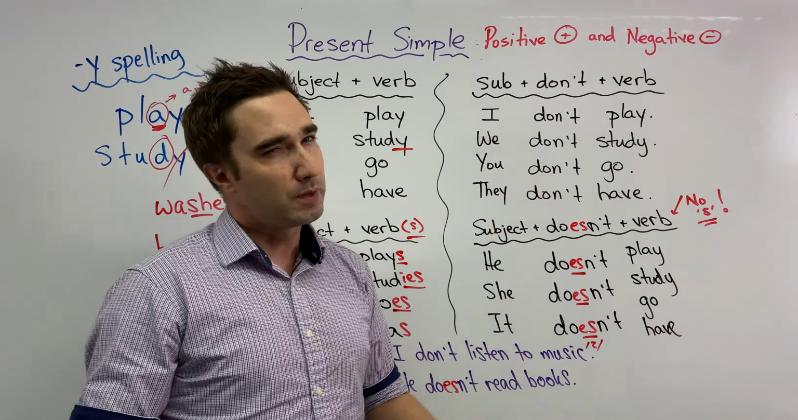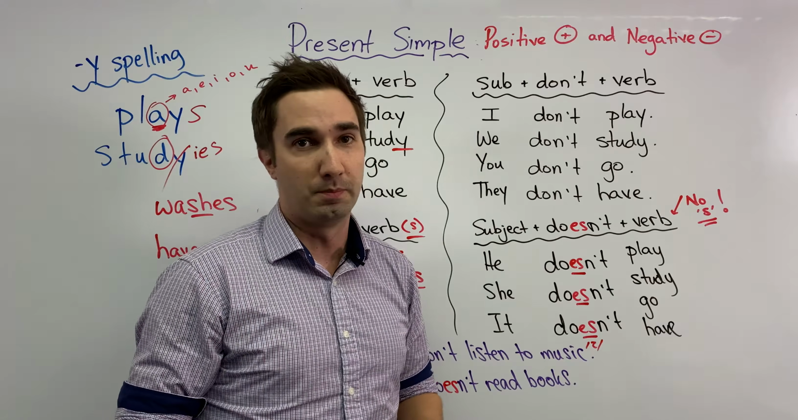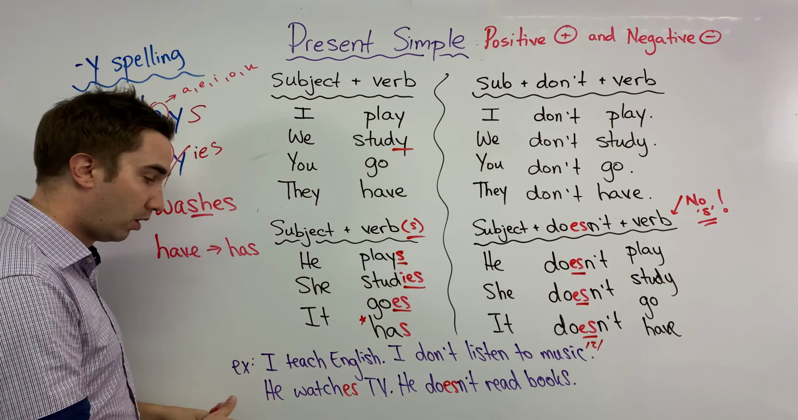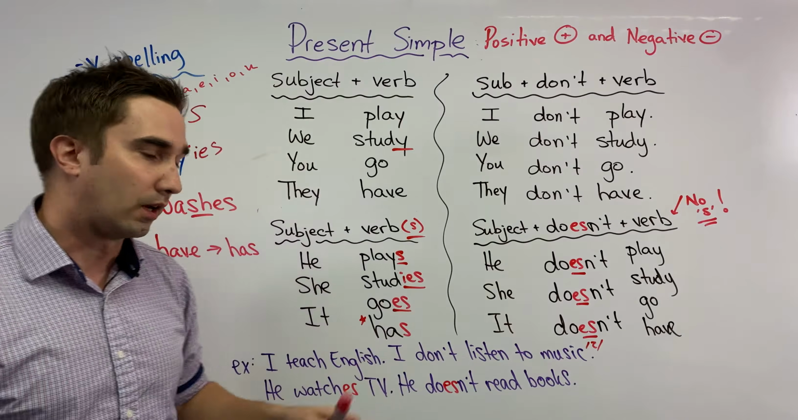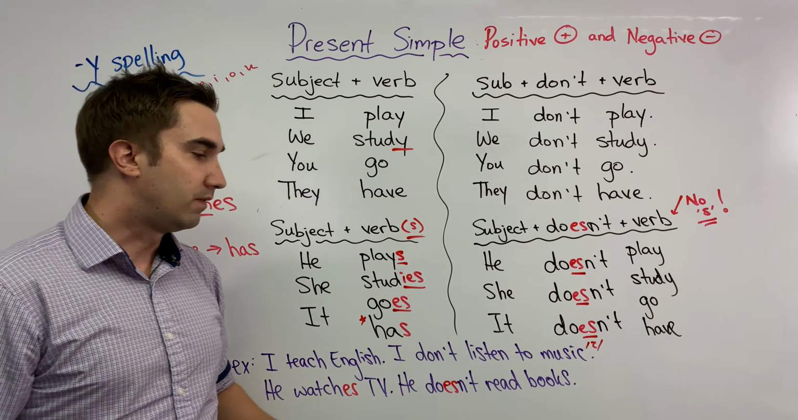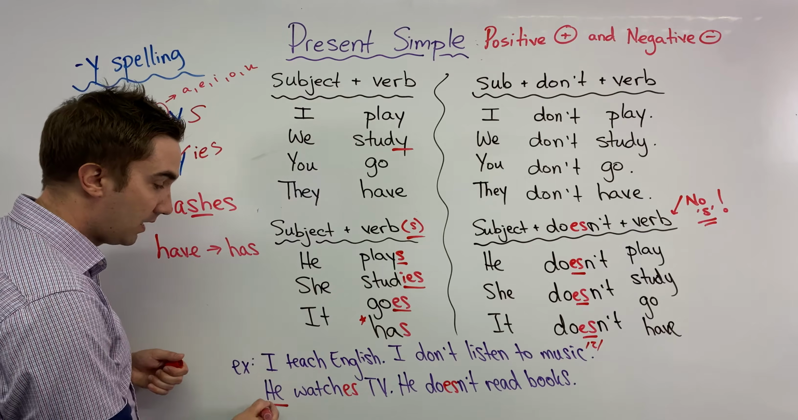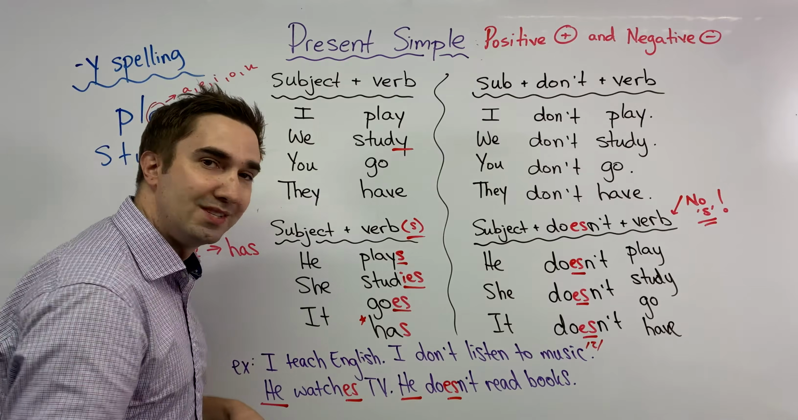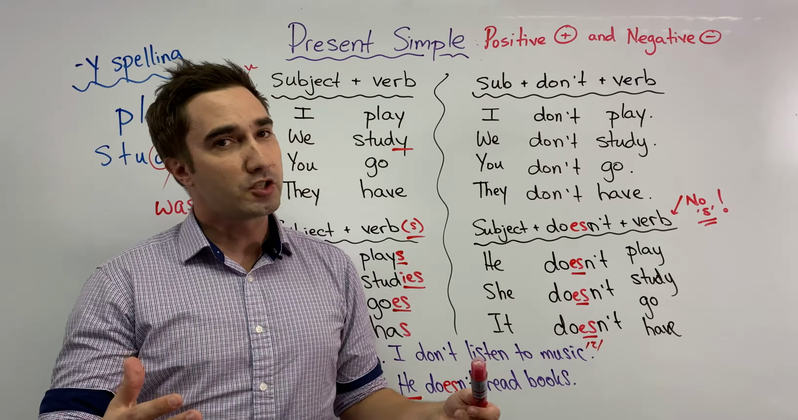Okay. That's pretty much it for positive and negative forms of present simple. Here's just an example on the bottom here in purple. I teach English. I don't listen to music. He watches TV. He doesn't read books. So remember, the he must have an S. He must use doesn't if we're talking about the negative. So that's pretty much it.